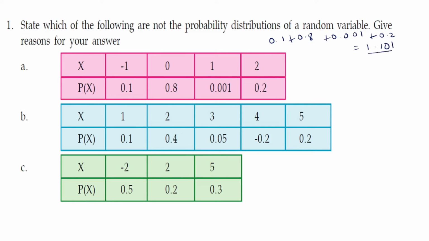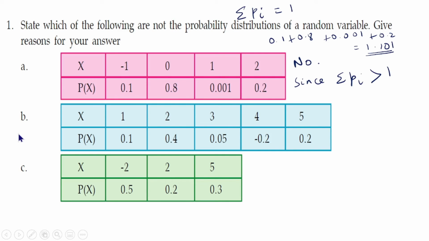Now this is not possible. The sum of all these probabilities should be equal to 1. That is the condition for a probability distribution: summation pi should be equal to 1. Now this is more than 1, so this is not a probability distribution. So we can write no, since summation pi is more than 1.